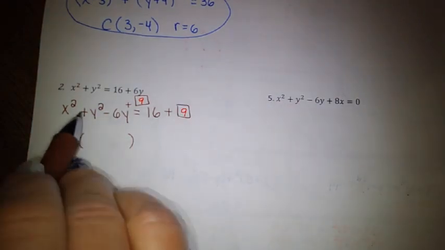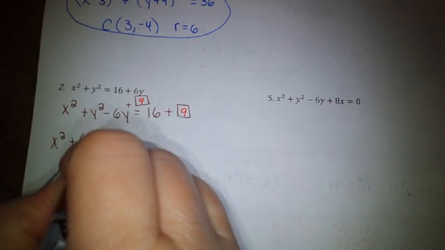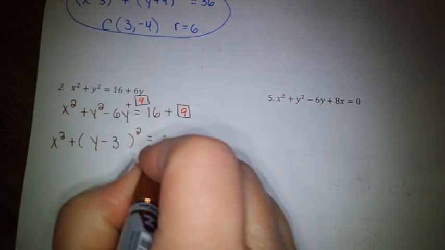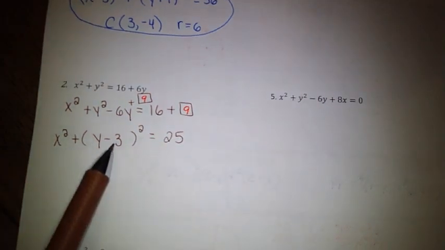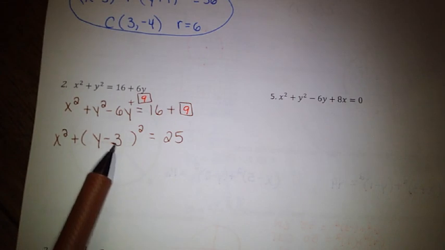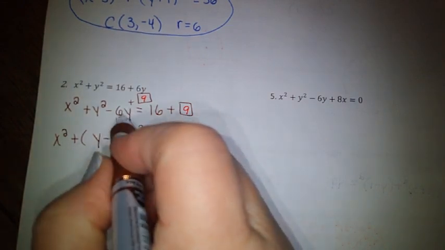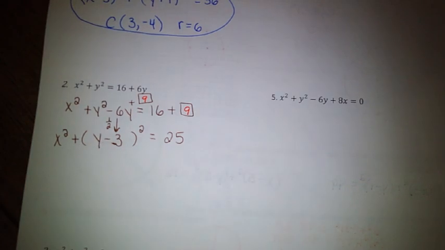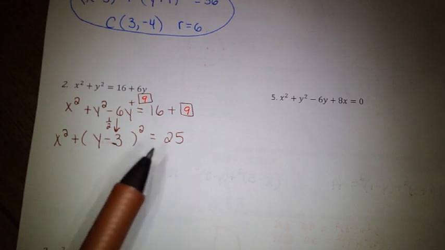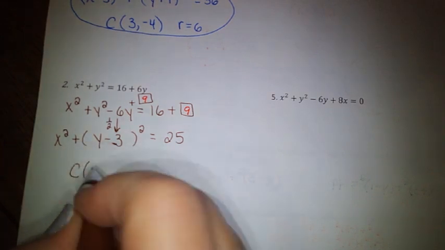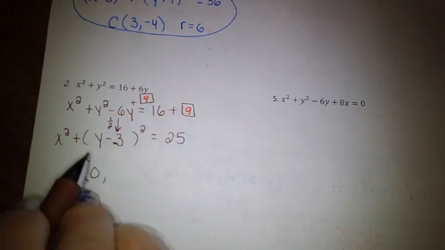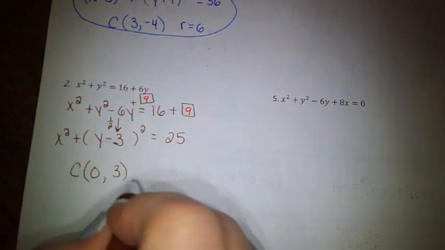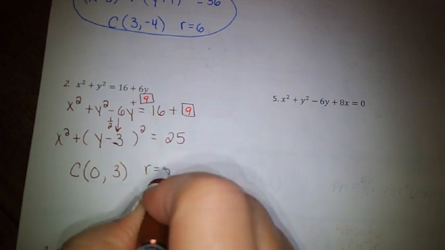And then when I factor y squared minus 6y plus 9, I get y minus 3 squared. And 16 plus 9 is 25. So notice when I factored it, this number right here was what I got when I took half of the b value. So if it was positive 6, that would have been a positive 3. So the center of my circle, notice there's no number with the x squared, so that's just 0. Y minus 3 squared gives me a y coordinate of 3, and my radius is 5.